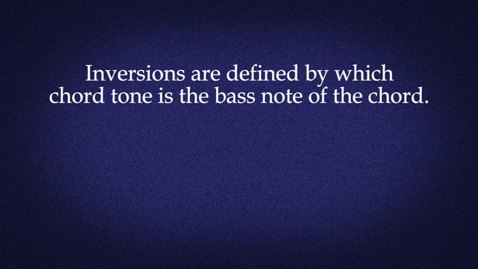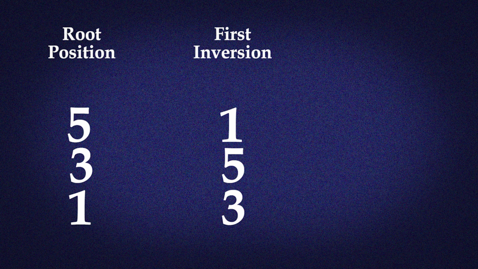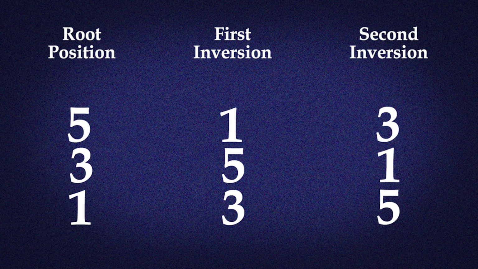Inversions are defined by which chord tone is in the bass note of the chord. In a triad, there are only 3 notes, so there are 3 possible inversions. A root position chord has the root as the bass note. A first inversion chord uses the third as the bass note. A second inversion chord has the fifth as the bass note.